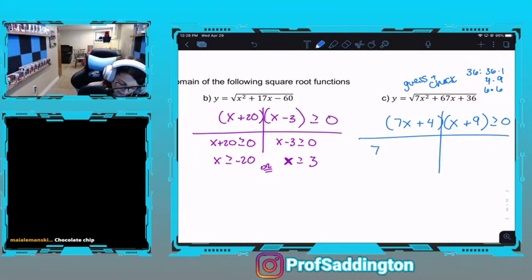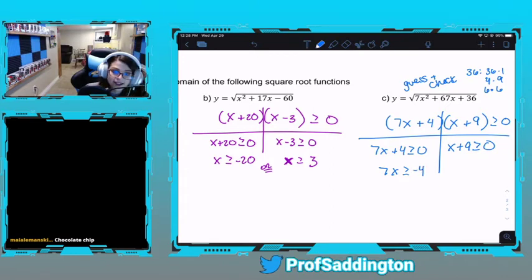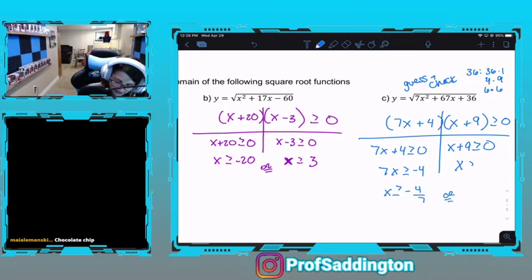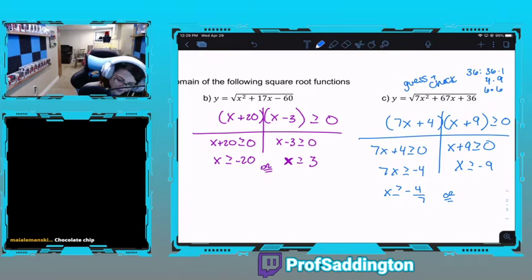So we get 7x plus 4 is greater than or equal to 0, and x plus 9 is greater than or equal to 0. 7x is going to be greater than or equal to negative 4, and then we have to divide by 7. So it's a fraction, but that's okay. Or we get x is greater than or equal to negative 9.